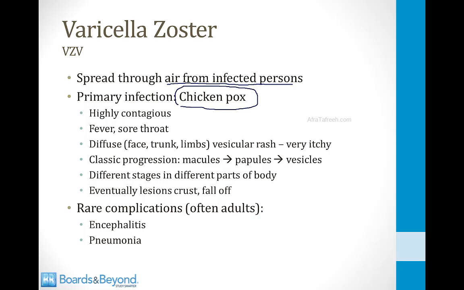But when I was a first grade student in elementary school, I got it and it spread through my school and lots of kids got it at the same time. It's highly contagious. It causes fever and a sore throat and then a diffuse vesicular rash. So there will be vesicles on the face and the trunk and the limbs, and it's very itchy.